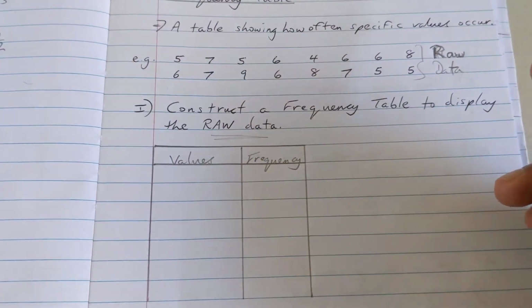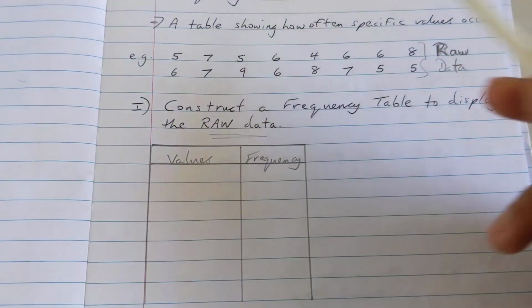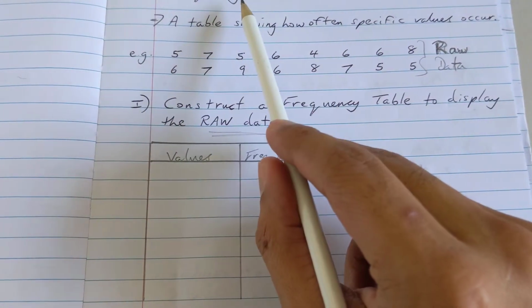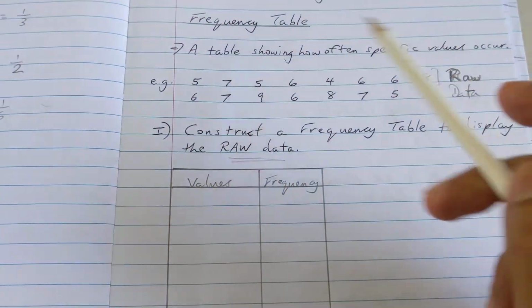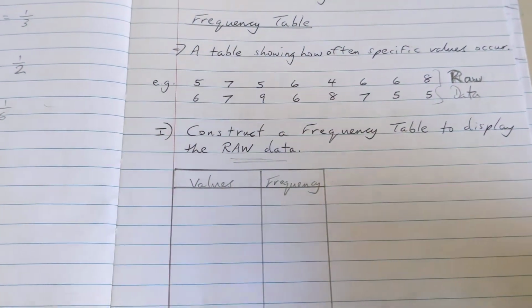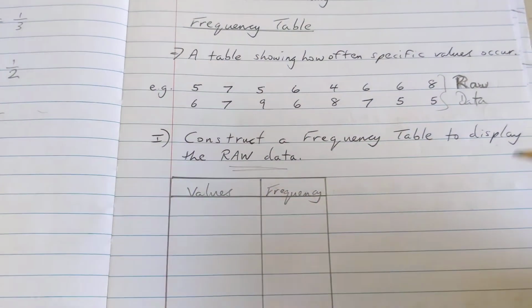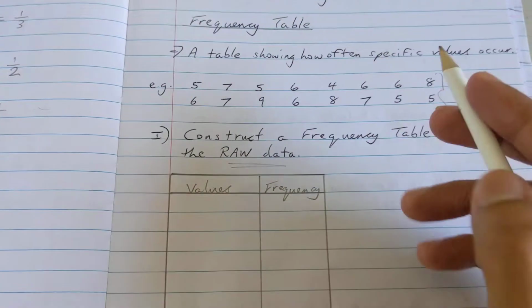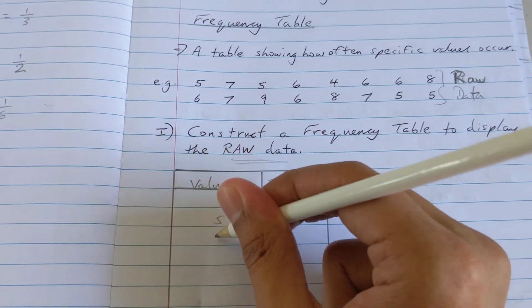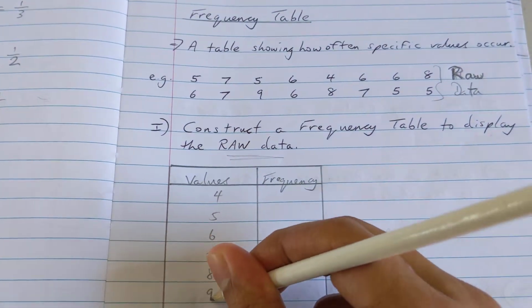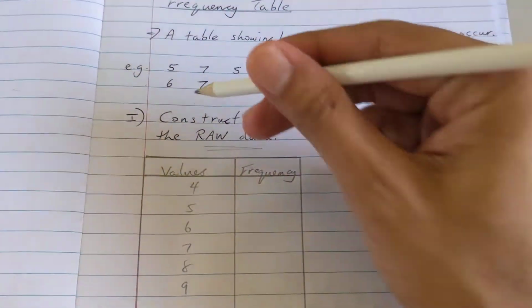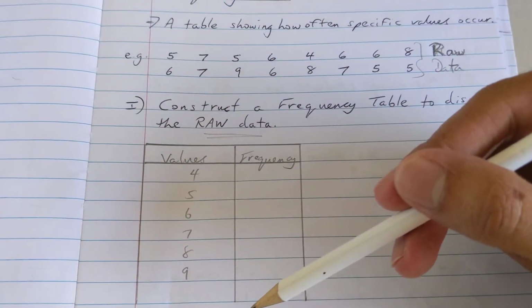So since we have numbers, and we're going to say how often those numbers occurred, because that's what we want to do in a frequency table, we're going to say how often the numbers occurred or whatever we're looking at. We want to do it in a structured, organized fashion. So we're going to go from the lowest number to the highest. So we have 4, and then 5, 6, 7, 8, 9. So those are the numbers we had in the raw data, and we're just translating it to the table.